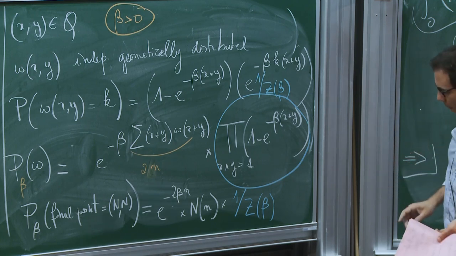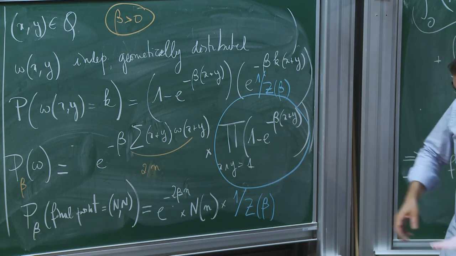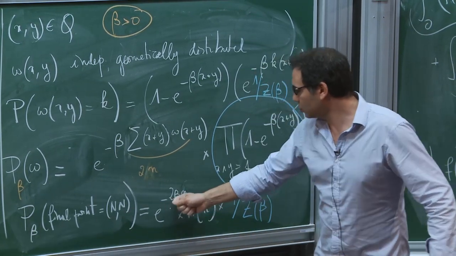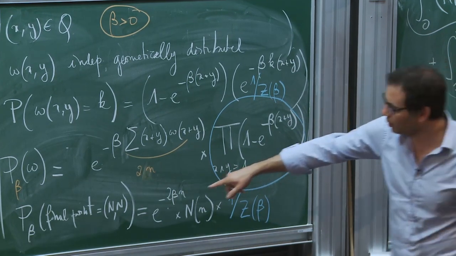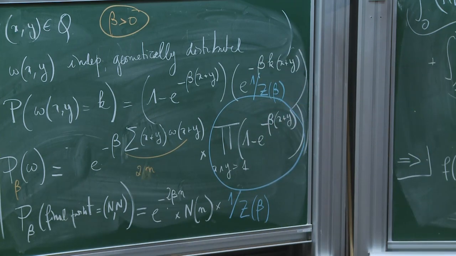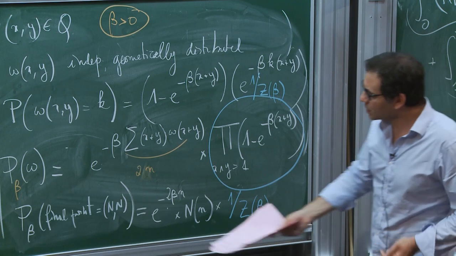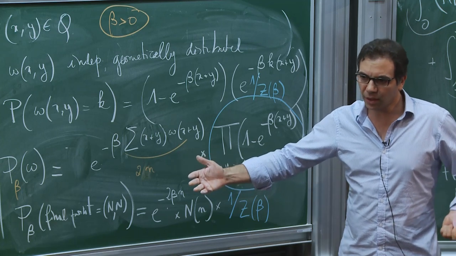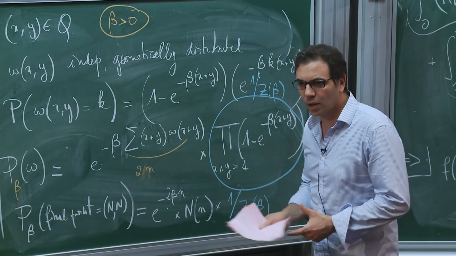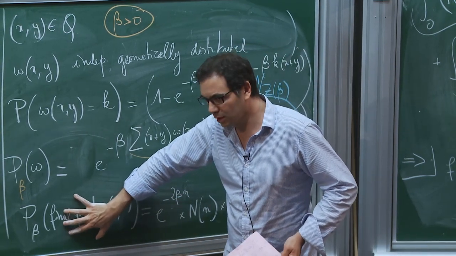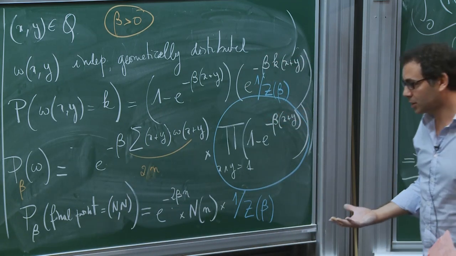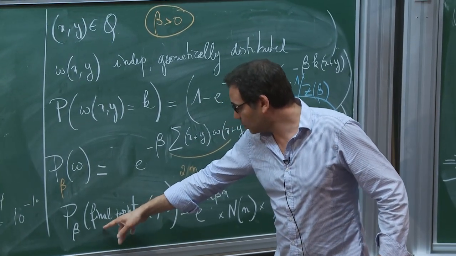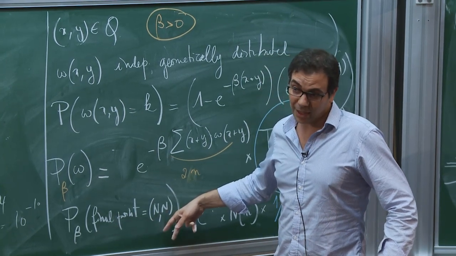So now the number of chains would be equal to e to the 2 beta n times z of beta times this probability. But this probability, the final point is nothing but the sum of independent integer variables. So with a local limit theorem, you can have a precise estimation of this. You can also calibrate beta such that the expectation of the final point will be exactly equal to (n,n).